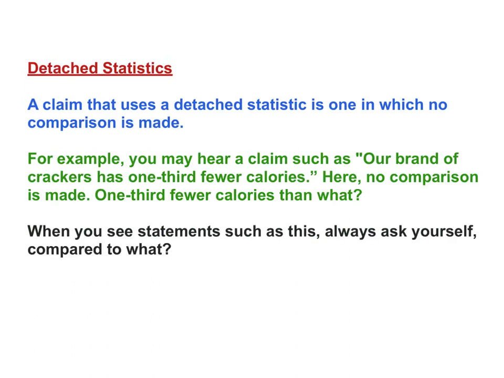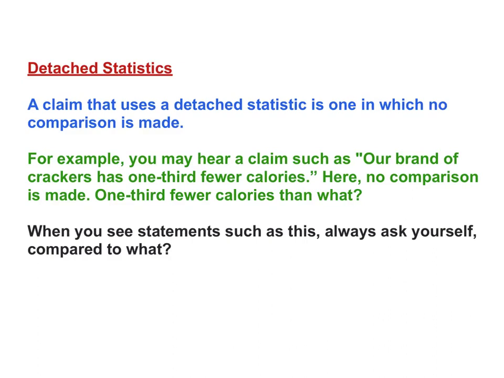Yeah, when you see things like this, you've got to ask yourself, compared to what? If it said our brand of crackers is 1/3 fewer calories than Ritz crackers or whatever, all right, then fine. You got a pretty good idea. But sometimes they don't even bother to draw the comparison, and they're like 1/3 fewer calories. Well, geez, that means I can eat 3 times as many as I normally would. Well, one-third fewer calories than what? That's important to understand what it's being compared to.